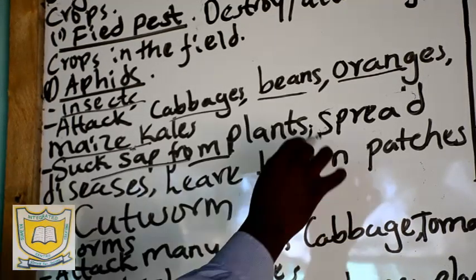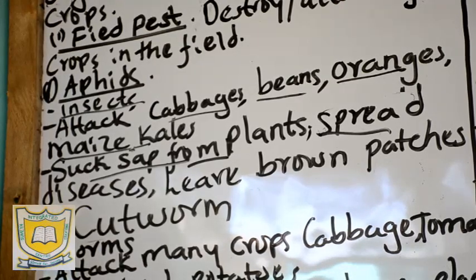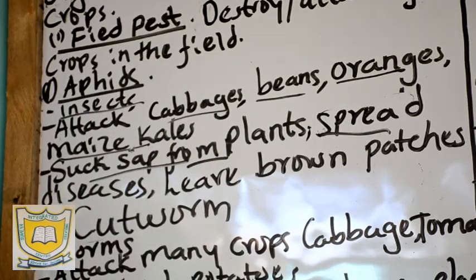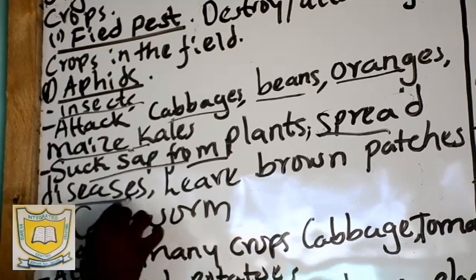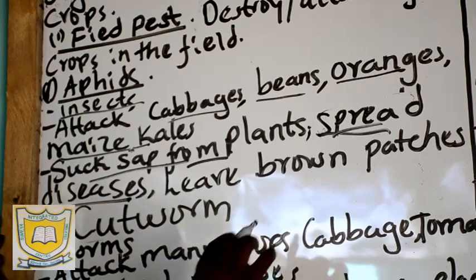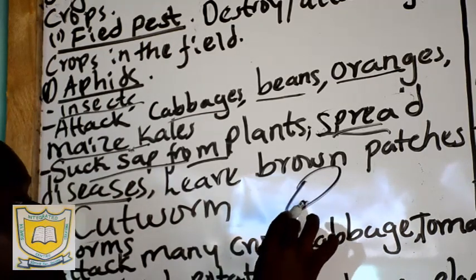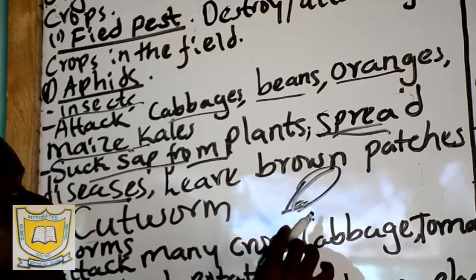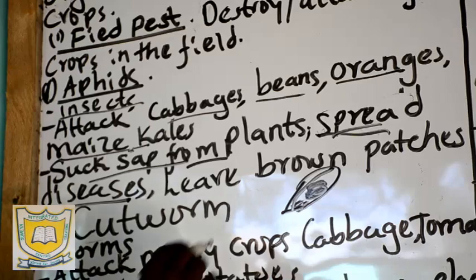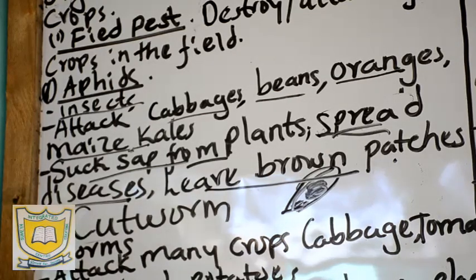Number two, aphids move from one crop to other crops. It may have moved from a plant that has a certain disease, sucked the sap of that plant, and moved to a maize plant, spreading the disease from the first crop to another. That's why we say it leads to the spread of diseases. That is still on aphids. After aphids have destroyed the leaf of a plant, for example a maize leaf, they leave patches, and mostly those patches are brown in color. That's why we say it leaves brown patches on the plant.